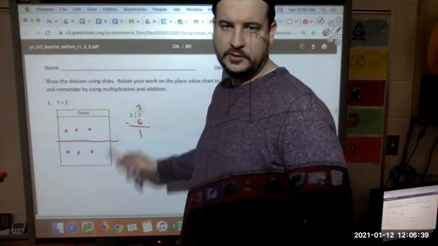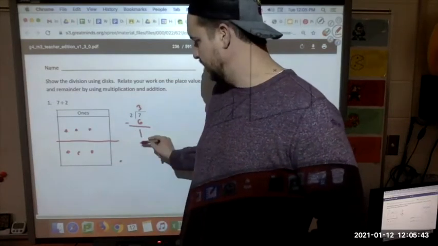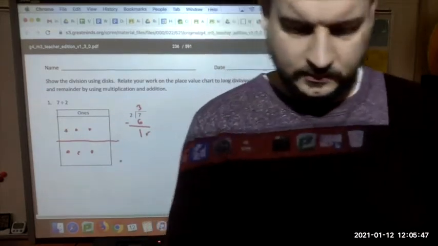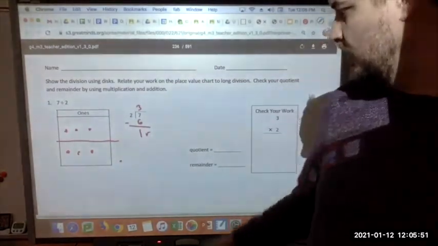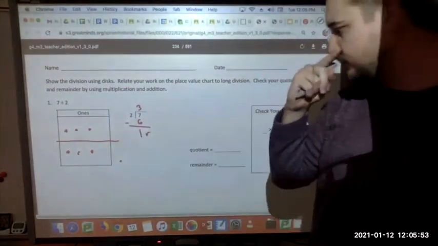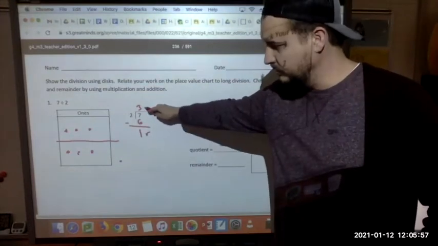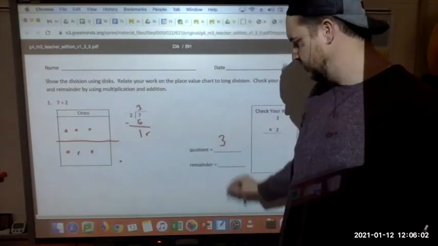2 cannot go into 1. That means it's my remainder. So then, looking at that, my quotient, my answer, is on top. Right there is 3. Whatever's in 1 group, that's my answer, 3. The remainder is 1.